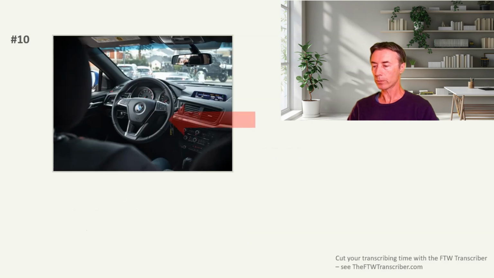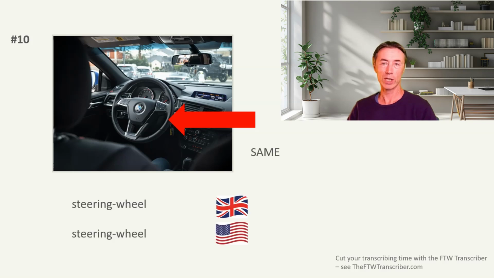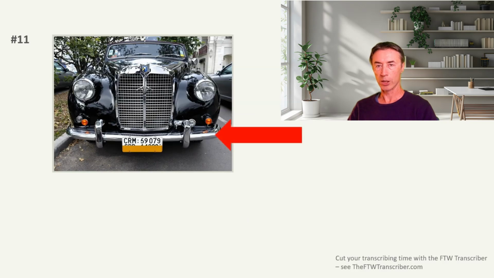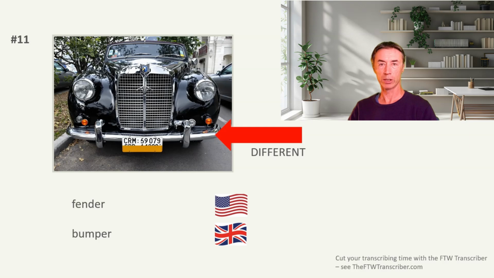Number 10, that thing you turn to move the car. Same word or different words? Same, steering wheel in both. Number 11 of 16, this part of the car that juts out at the front. Same word or different words? Different. What are those two different words? Fender and bumper. And which is British, which one's American? Fender is American, bumper is British.